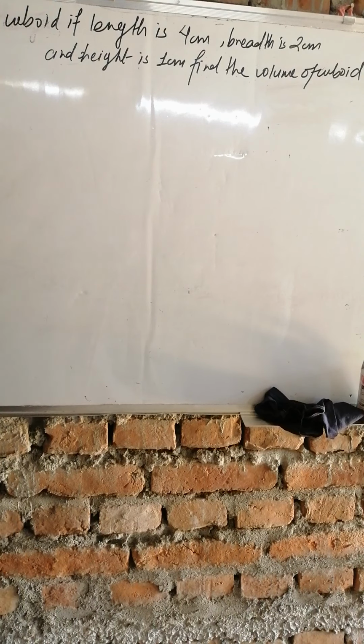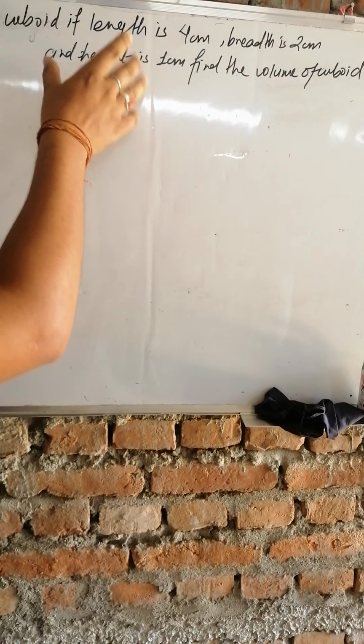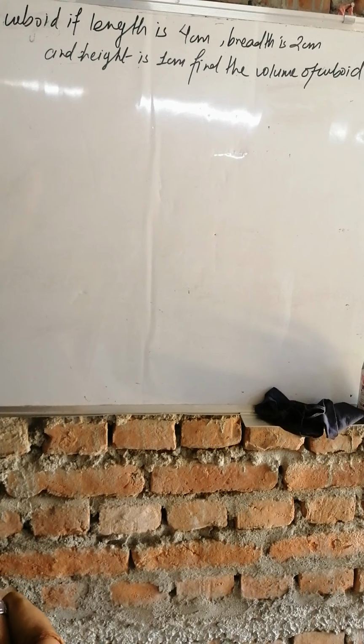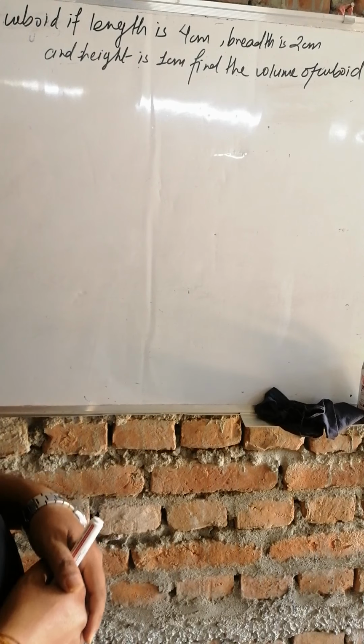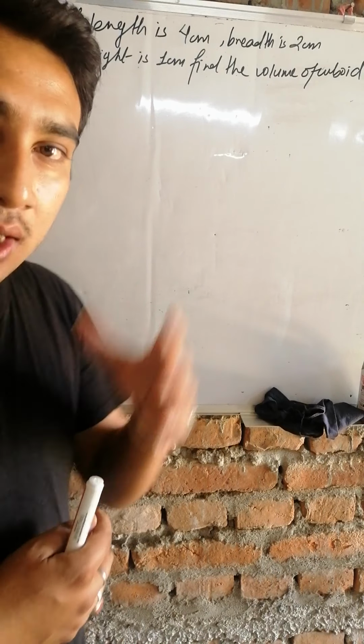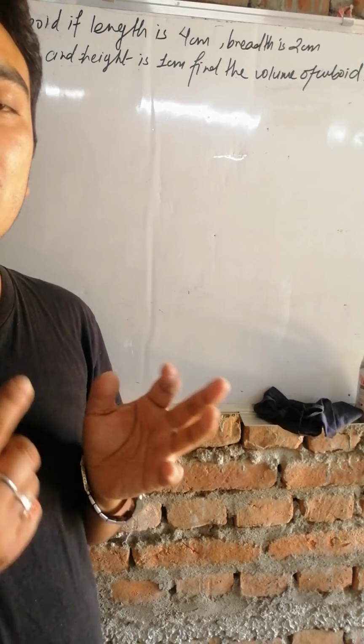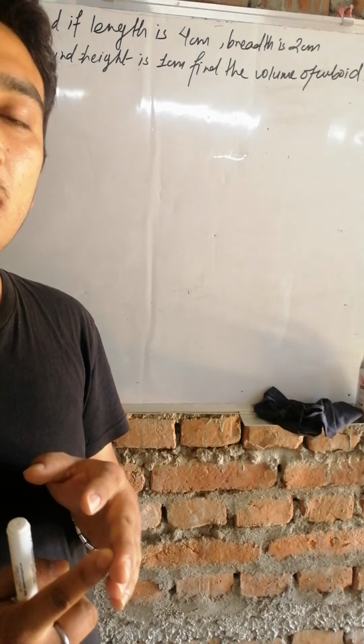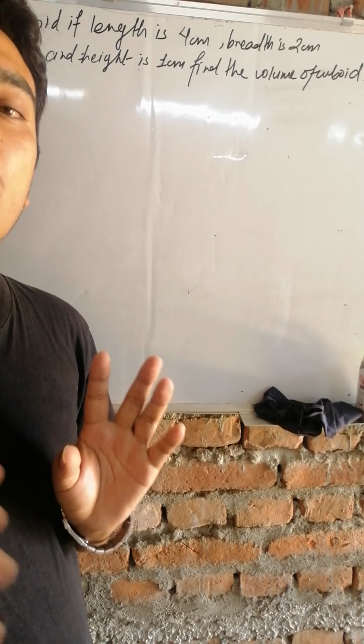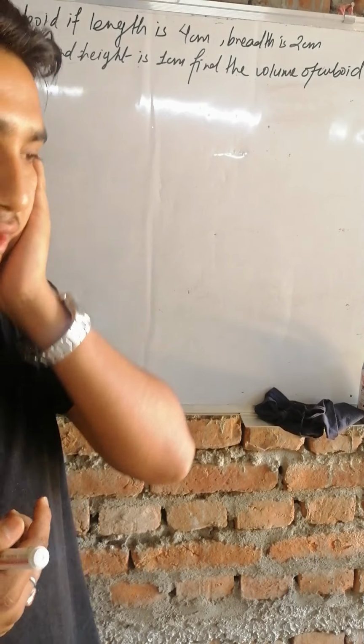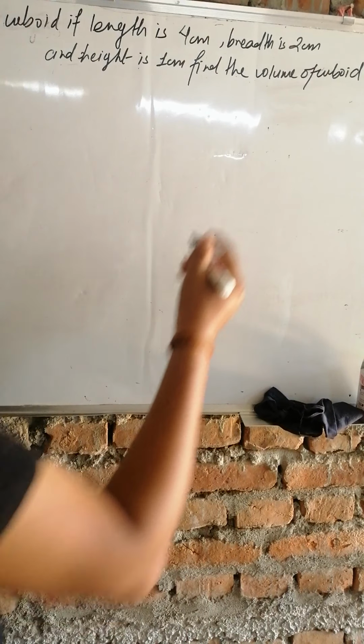Okay. So the question is given this way. In the cuboid, if length is 4 centimeter, breadth is 2 centimeter, and height is 1 centimeter, find the volume of cuboid. That is given: the cuboid's length, breadth, height, and now we have to find the volume of cuboid. So in this type of condition, look, I will make one cuboid.